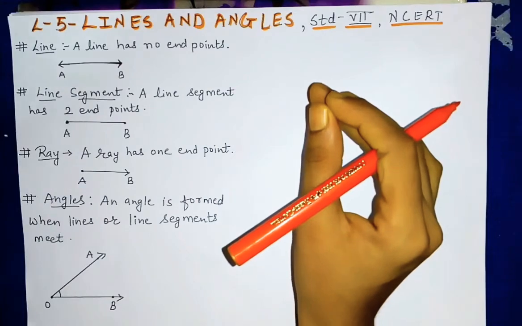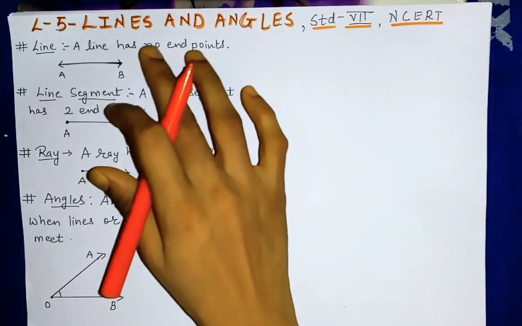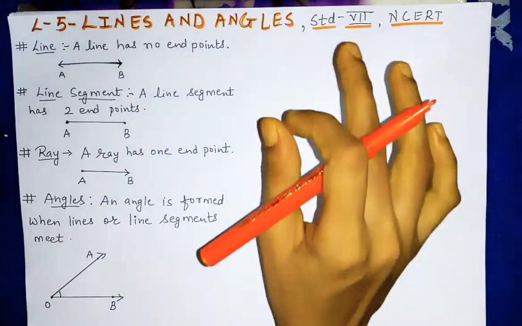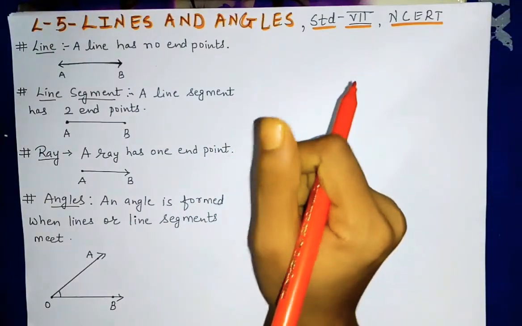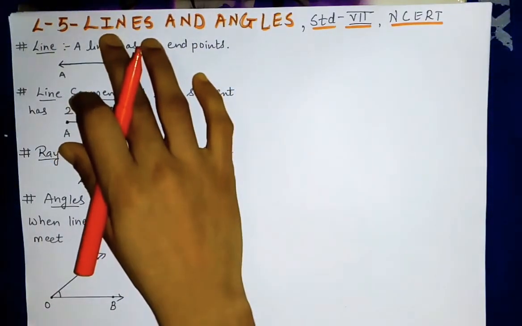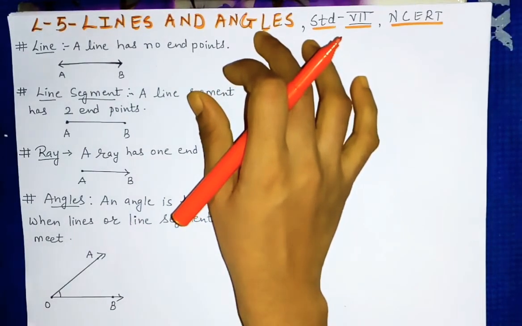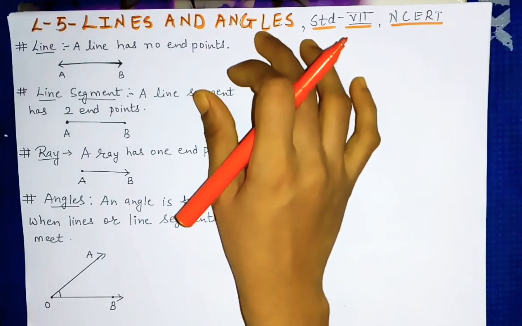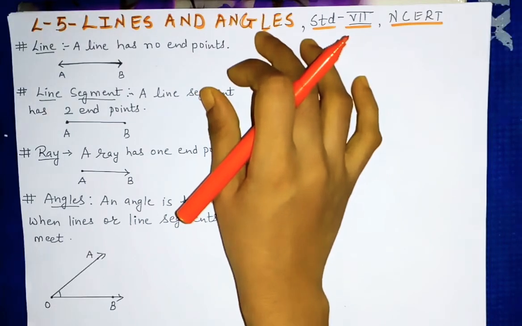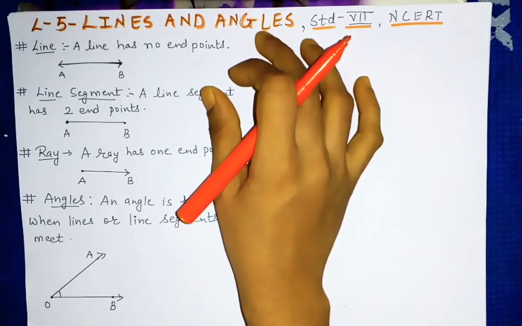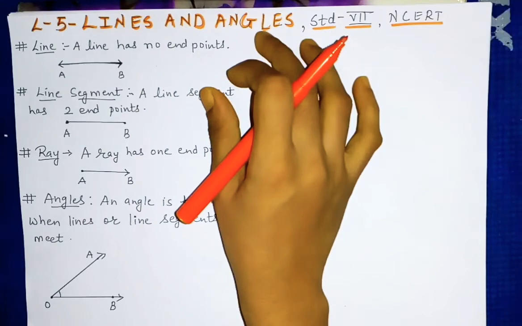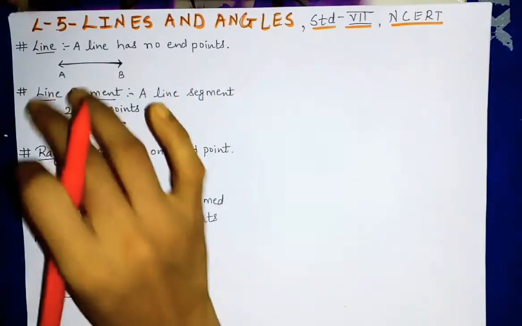So let us start. First of all, the chapter name is Lines and Angles. In your previous classes, you have already seen what lines are and what angles are, and the types of angles. You have already studied all these things in your lower classes. Let us quickly revise it and then we will go to the new definitions and new terms in the chapter. So first of all, what is a line?